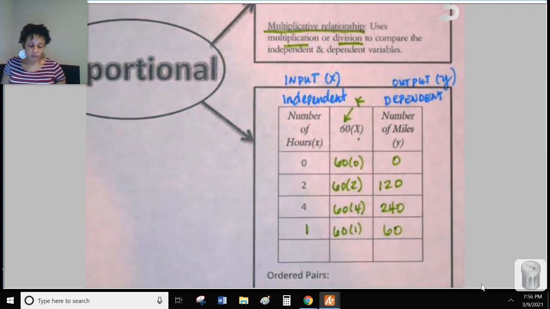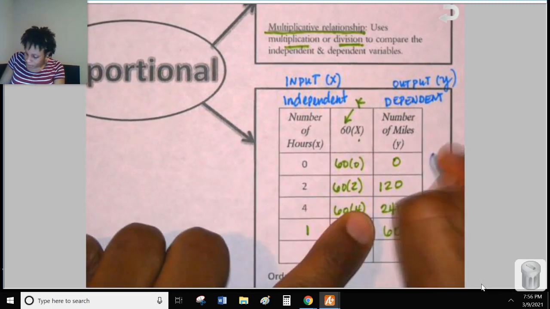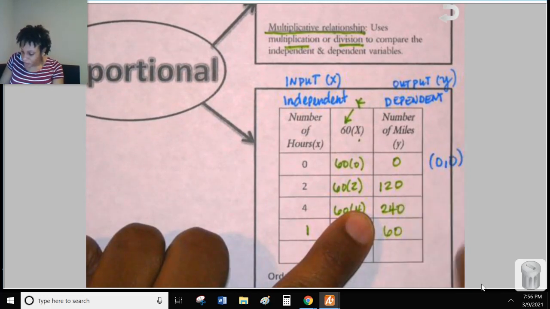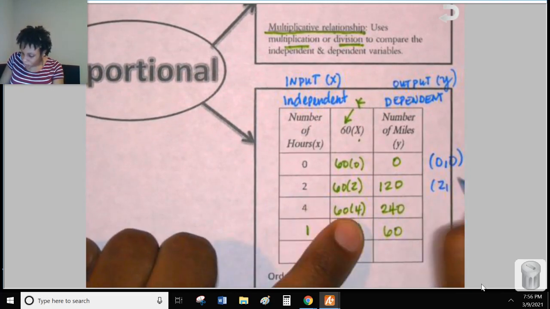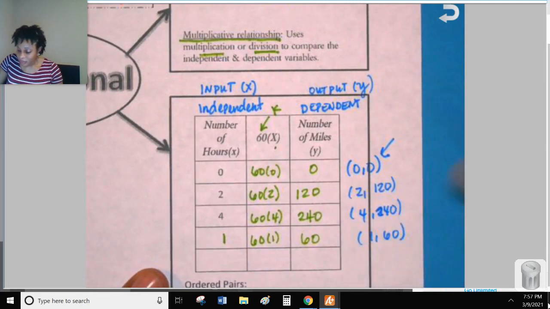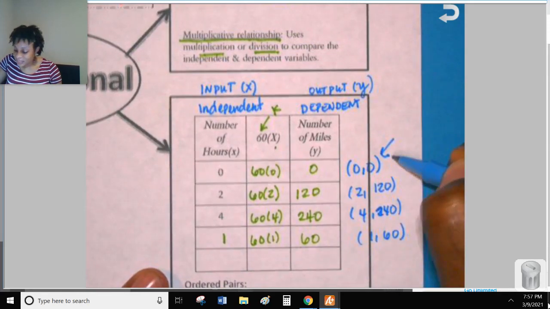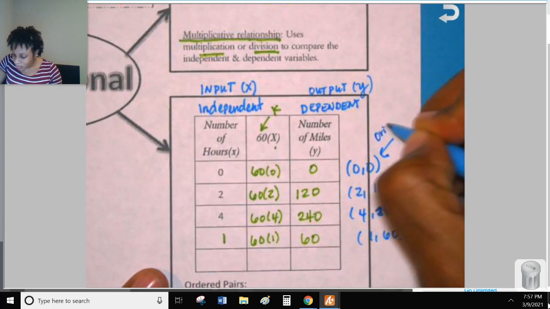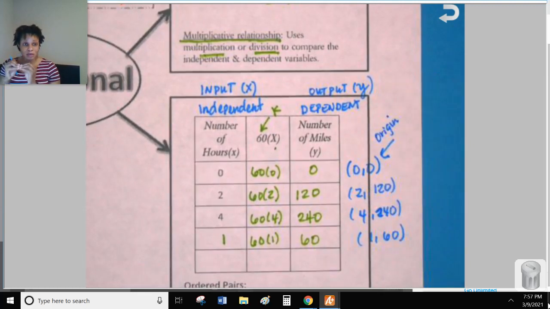So there are a few things I want to point out about this. First of all, if we made these into ordered pairs, this would be 0, 0. This will be 2, 120. So if I made these into my ordered pairs, like I have listed, this right here, this is the origin, y'all. This is showing me that there's a point on that line, because remember, this is a linear equation. It's going to make a straight line. There's a point on that line that's going through the origin.